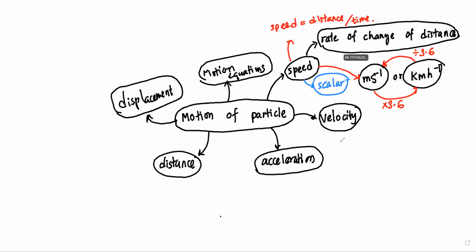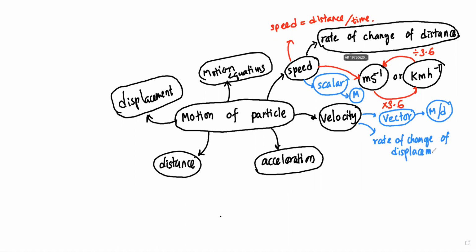Then the velocity. Velocity is the vector version of the speed, which means velocity has a direction. So the velocity is a vector. Vector in the sense it has both magnitude and direction. But scalars have only a magnitude. Magnitude means a value. And velocity is what we call the rate of change of displacement. In other words, how much the displacement changes in a given time.